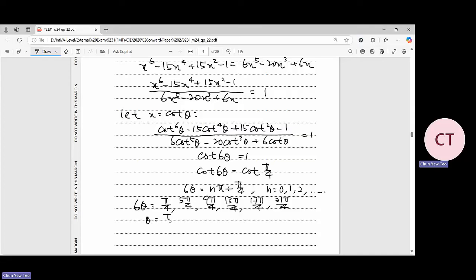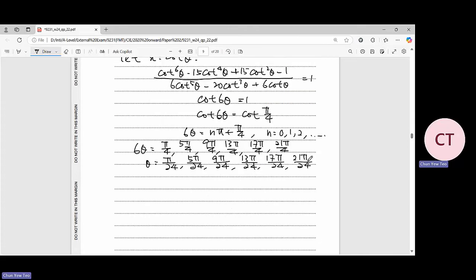And then theta, divide everyone by 6. 9 pi over 4, I don't plan to simplify it. I write it as 9 pi over 24, so that we can see the pattern. Same thing here, 21 pi over 24. I don't plan to simplify it. I remain my denominator as 24.